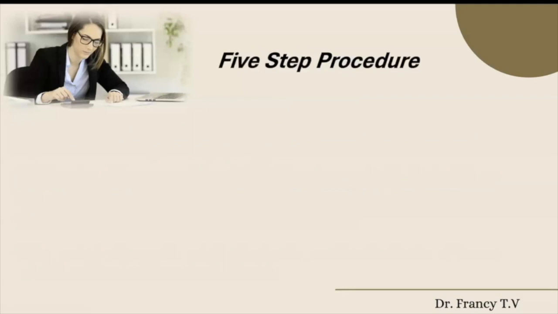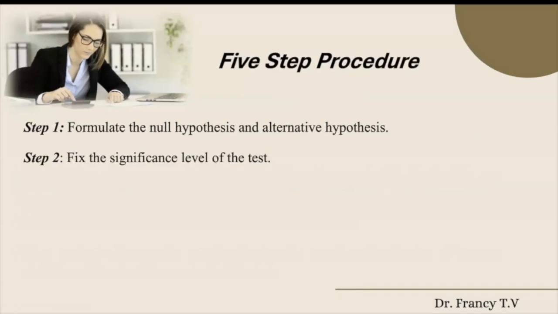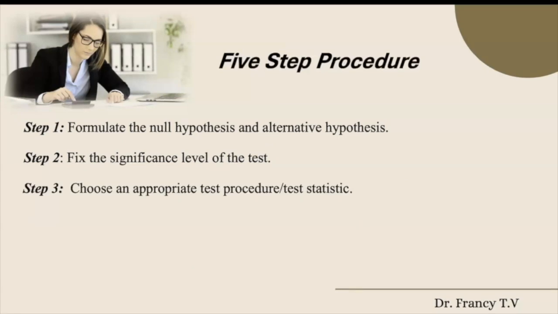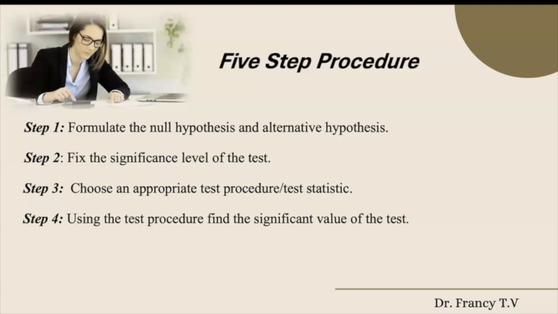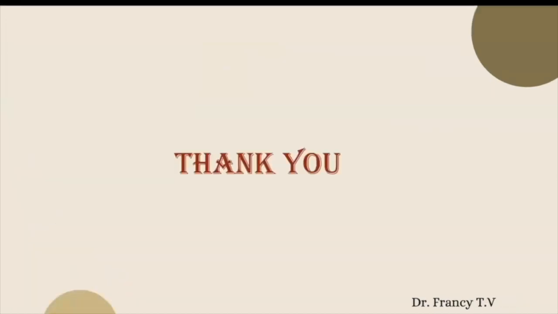Thus, we have the following 5-step procedure. Step 1, formulate the null and alternative hypothesis. Step 2, fix the significance level of the test. Step 3, choose an appropriate test procedure or test statistic. Step 4, using the test procedure, find the significance value of the test. Step 5, if the significance value is less than significance level, reject the null hypothesis. Otherwise, retain it. That's all about in this video, and in the next video, we will discuss various tests.